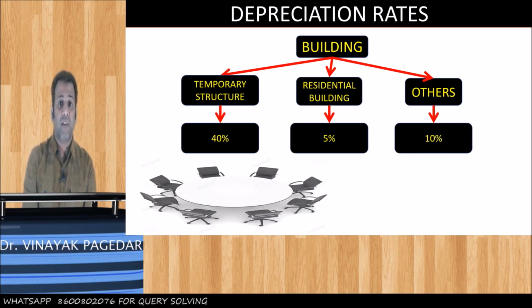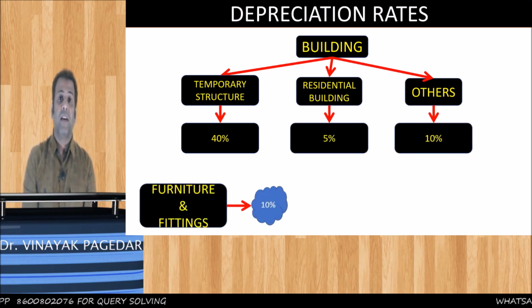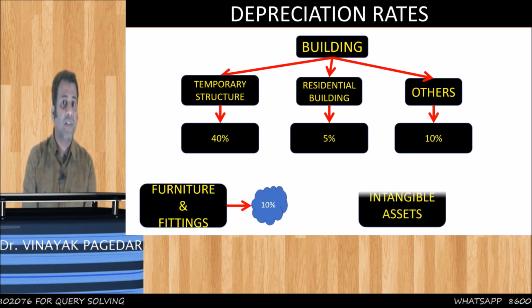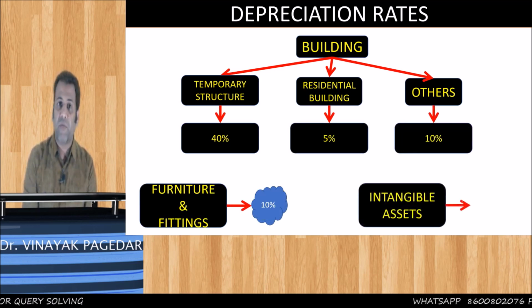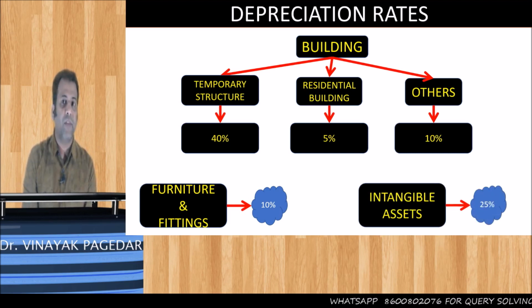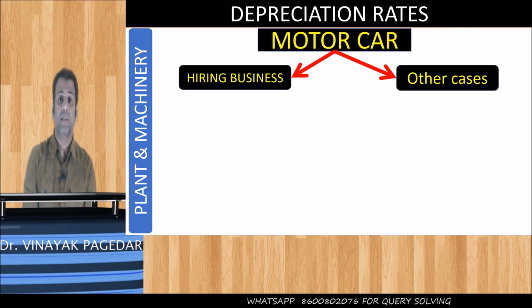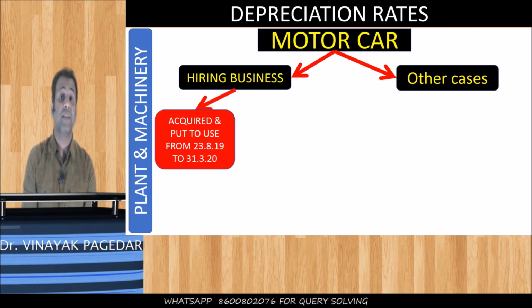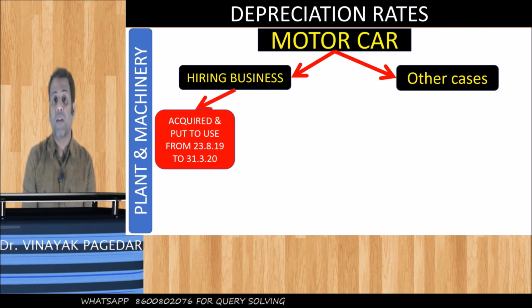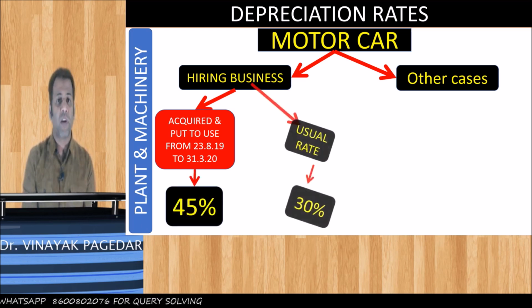Next, furniture and fittings, they go at 10%. Immediately I taken intangibles, they all go at 25%. KPCT, LF, goodwill, etc., everything at 25%. Now, motor car, two parts, hiring business and any other business. If you're into the hiring business and the motor car is acquired and put to use from 23rd August to the end of the year, anytime therein acquired and put to use, 45%.